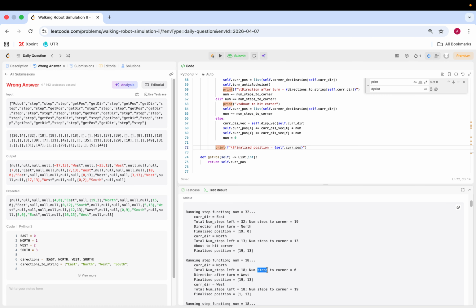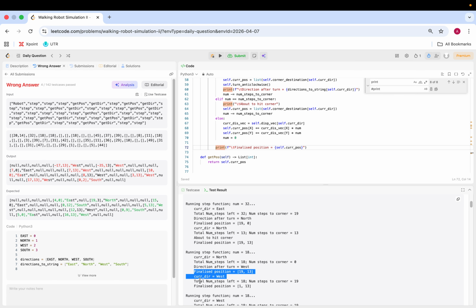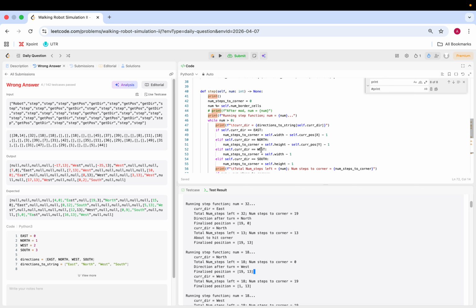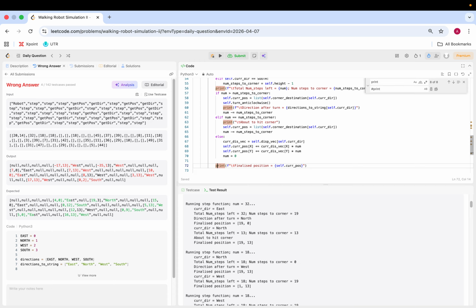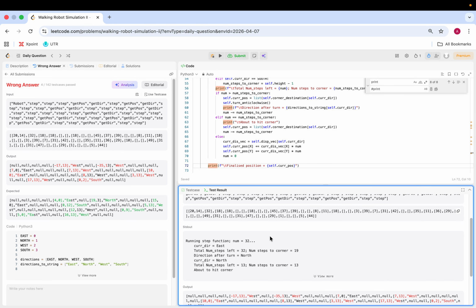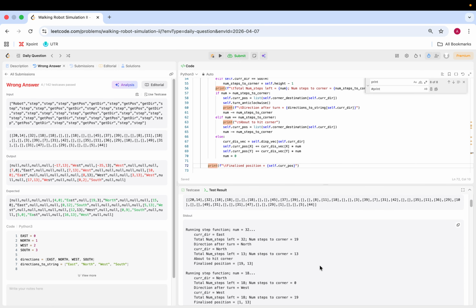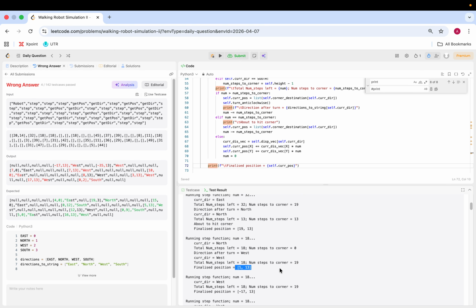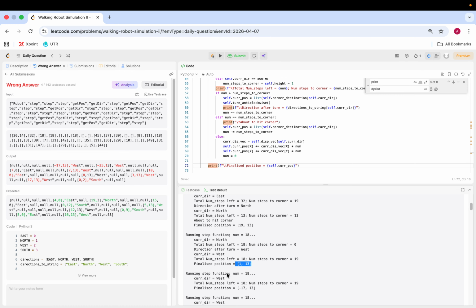Number of steps left, num steps to the corner is 0. Yeah, that's expected. And then you're going to turn without moving. Yes. And then finalized position is 1913, because you went across by 19, up. Sorry, I didn't want this here. I wanted this. Do I want this outside the while loop? I don't actually know what I want. Finalized position is the final, after all the turns are done. 1913, 113, because you went across by 1.